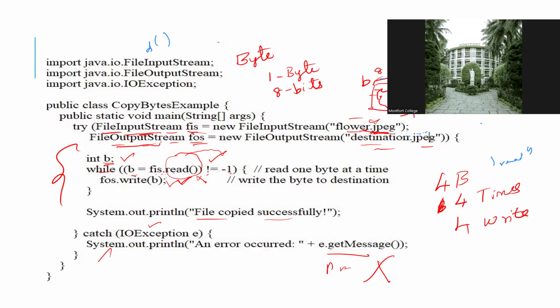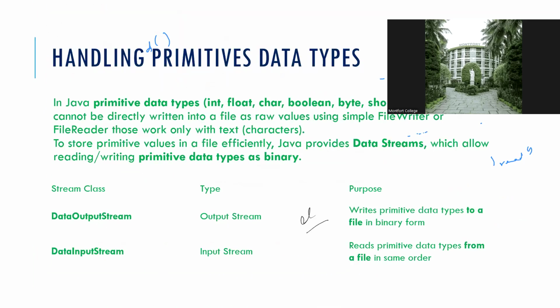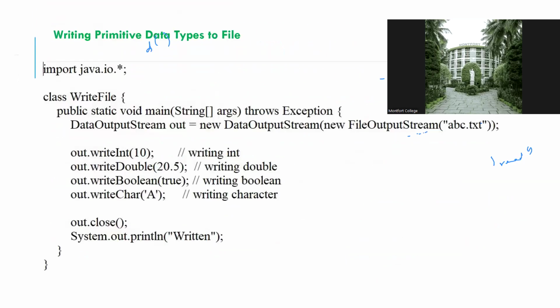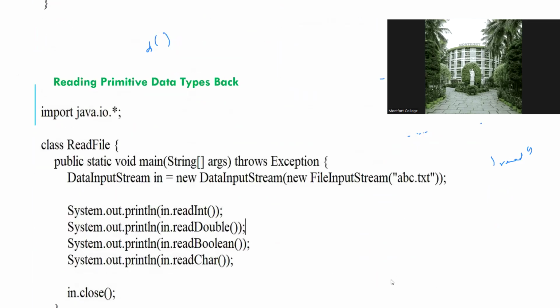So the conclusion is, when we are transmitting characters from one file to another file, we have to use file reader. When we are transmitting an image or audio file from one file to another file, we have to use file input stream or file output stream. Coming to the next one, handling primitive data types. See, primitive data types also we can transfer from one file to another file. First, read operation we will see.